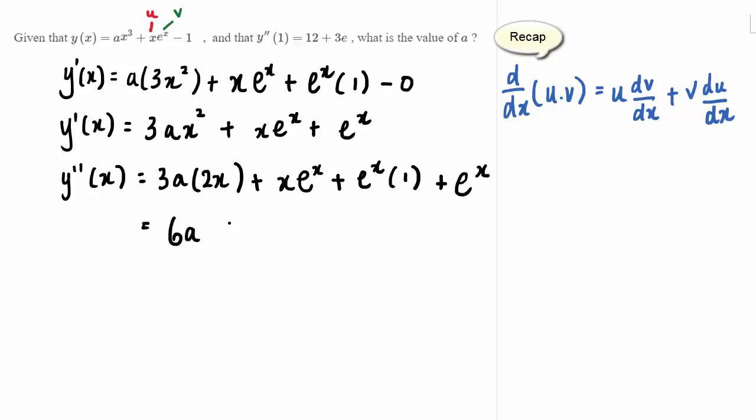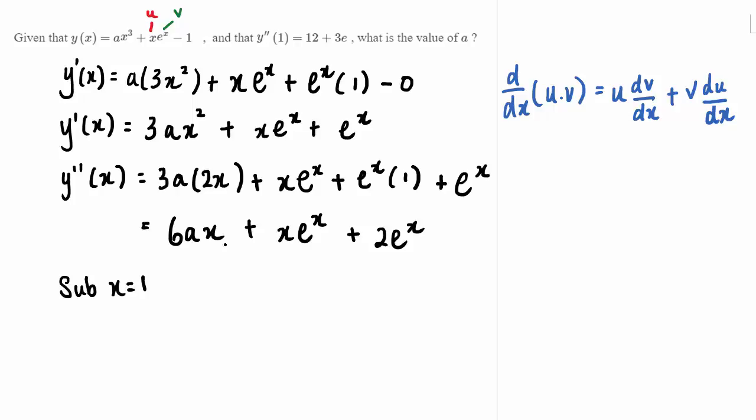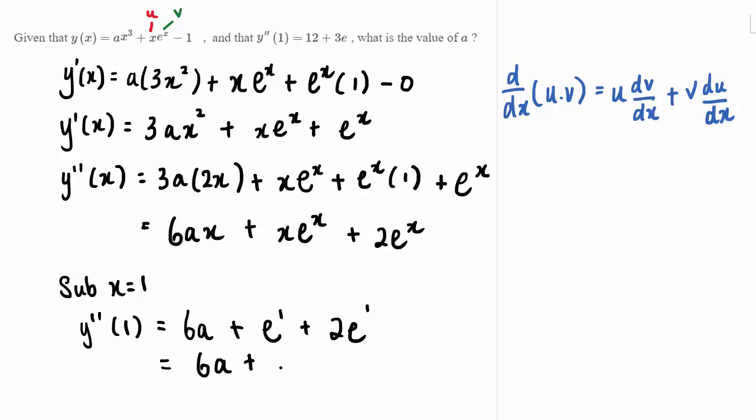Simplifying it, we will get 6a x plus x e to the power of x plus these two, you can add them up together to form 2e to the power of x. So let us substitute x is equals to 1 into the second derivative of y that we have found. So when we substitute x equals to 1 into the above equation, we get y double prime 1 to be equals to 6a, here becomes 1, plus e to the power of 1 plus 2e to the power of 1. And this is equals to 6a plus 3e.